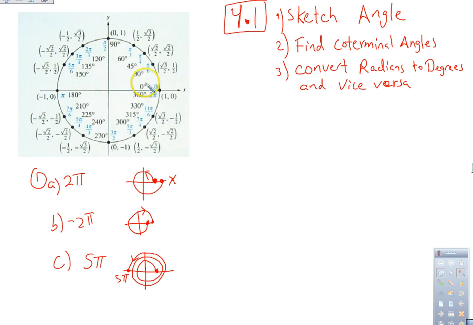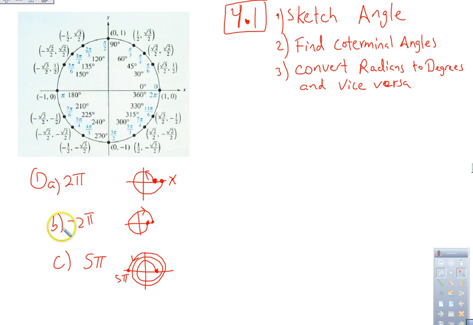As you can see in the unit circle here, 0 degrees starts here, we go around, we get 2 pi. I expect you guys to be able to do this even without the use of this unit circle.